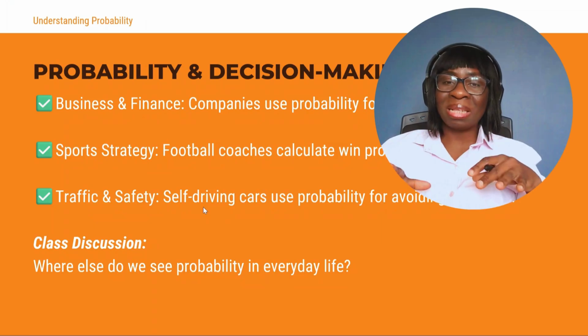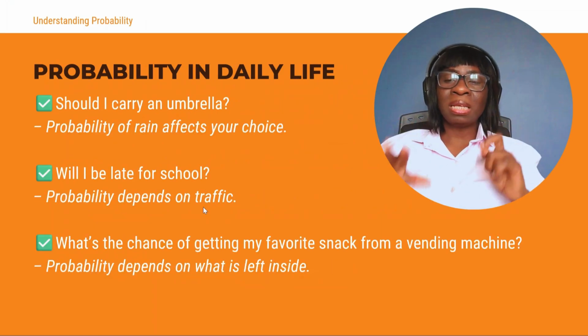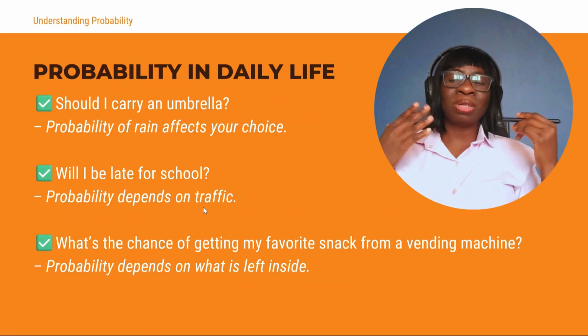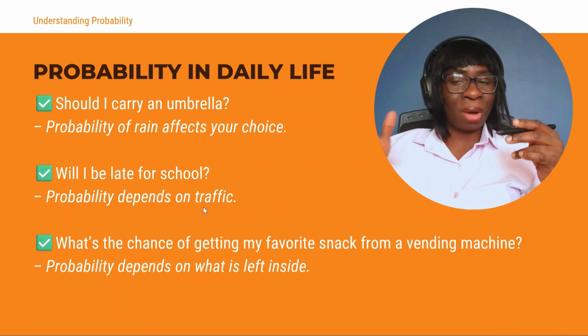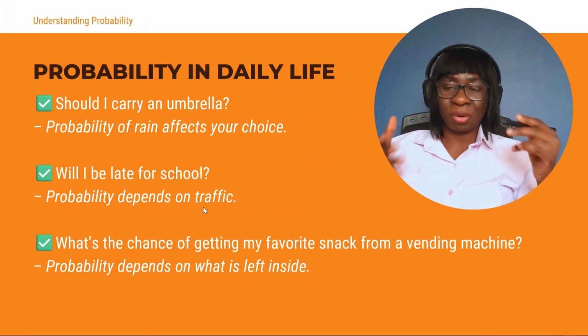So we use probability in everyday activities. This is where we use probability in daily life. We use it to determine if you have to carry an umbrella while going out, and we also use it to tell if you will be late for school.